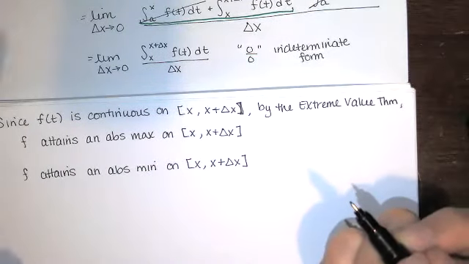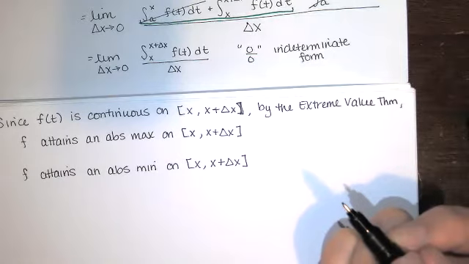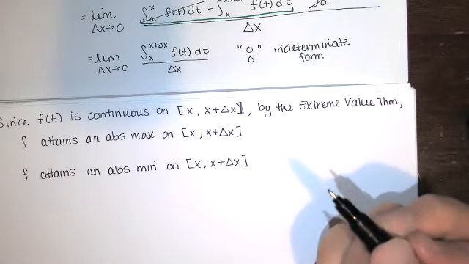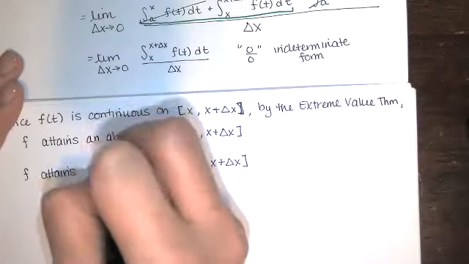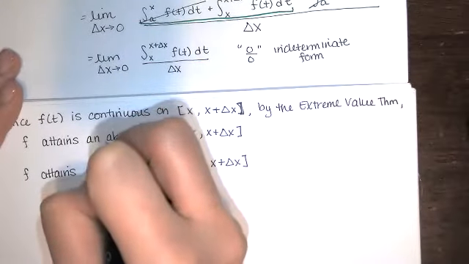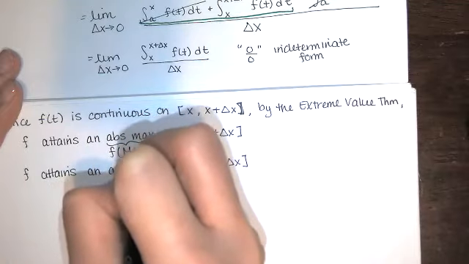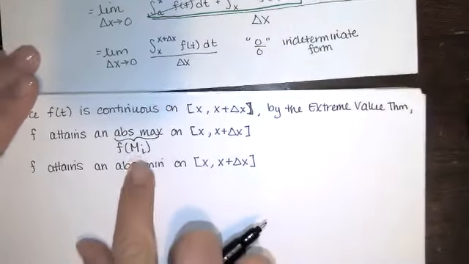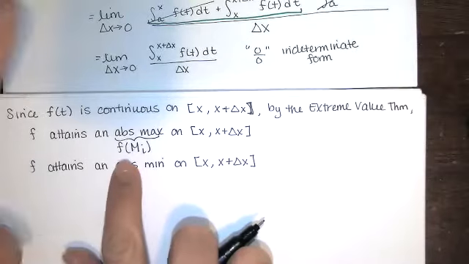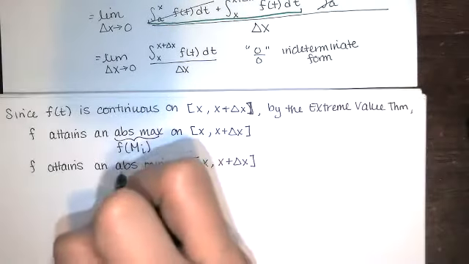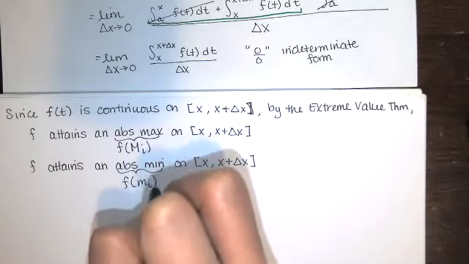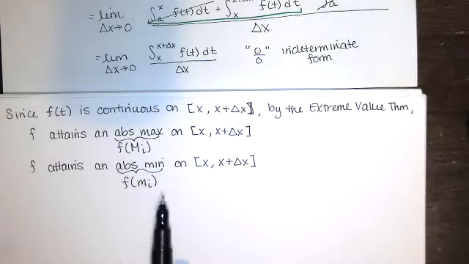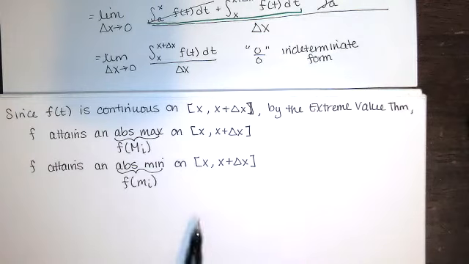And let's use the same notation that we used when we were talking about upper and lower sums. So we'll let the absolute maximum value of the function on the interval be f of capital M sub i, where M is the x value on that interval where f achieves its maximum. And the absolute min, we'll call that f of little m sub i, and that little m will represent the x value on that interval where f achieves its absolute minimum.